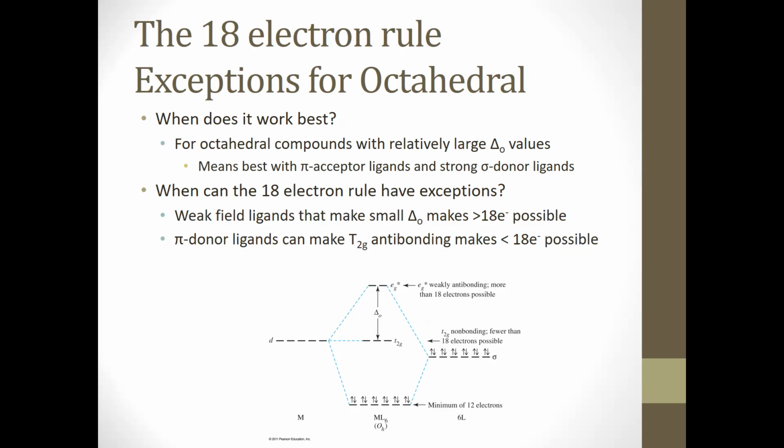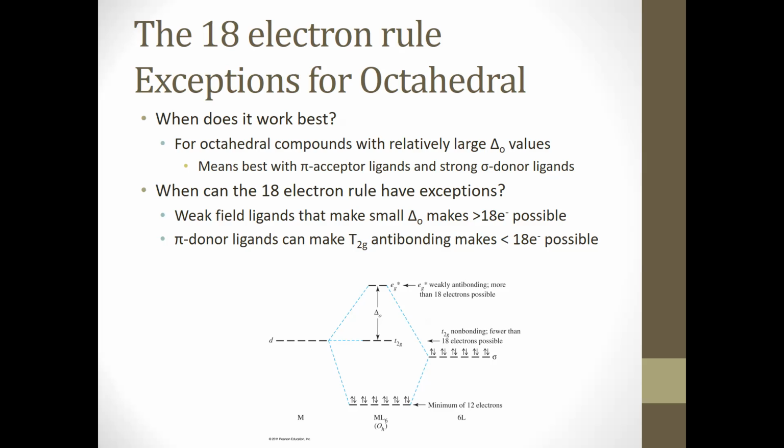Likewise, pi donor ligands make this t2g become anti-bonding, so it goes up as well, which means we don't even really want electrons here, so you only want your 12 electrons in the bonding orbitals down here. So you actually stabilize low electron counts by having pi donor ligands. Weak field ligands that aren't pi donors can potentially make higher than 18 electrons okay, and likewise, pi donor ligands can make under 18 electrons okay. That said, neither of those will ever be as stable as an actual 18 electron complex for something that's octahedral.